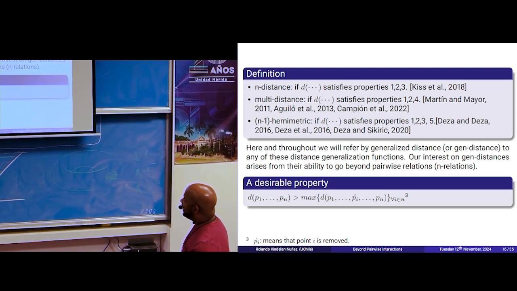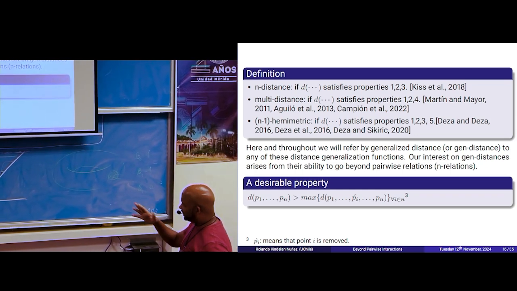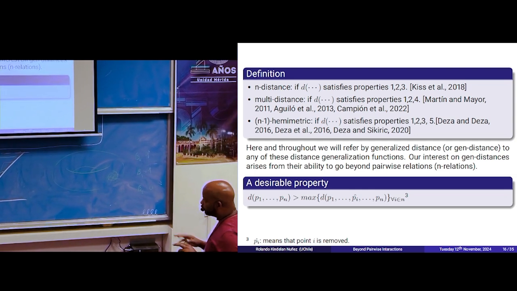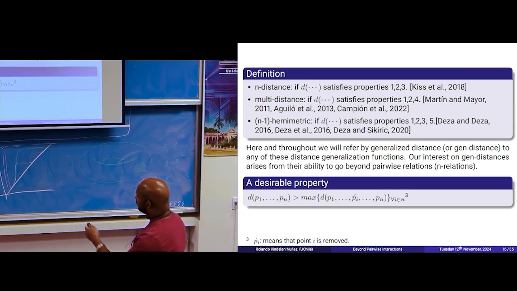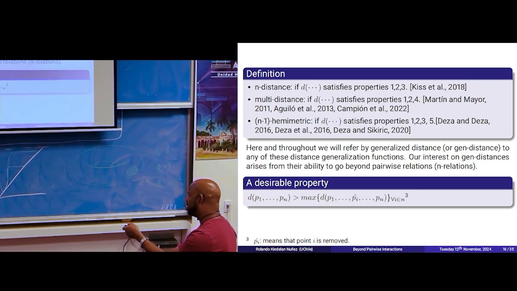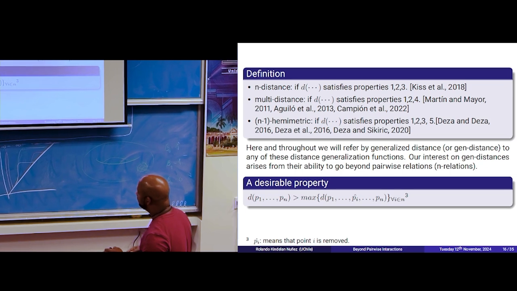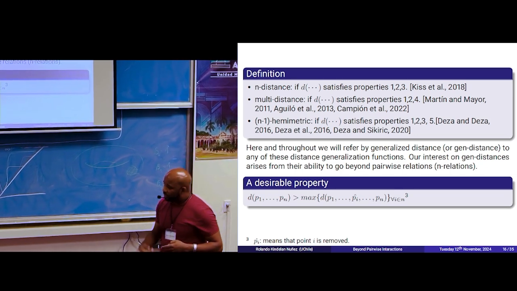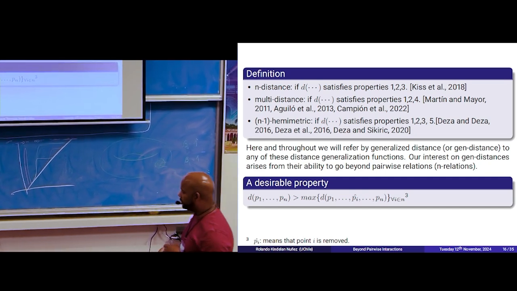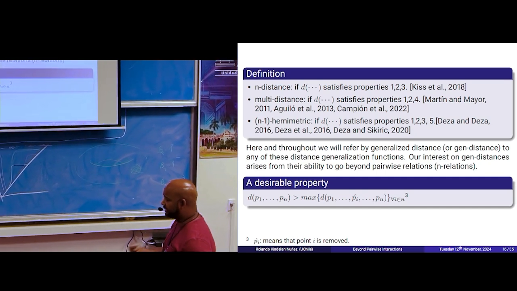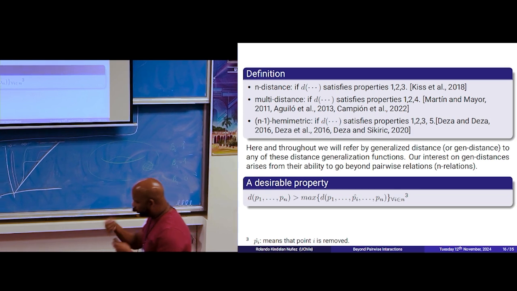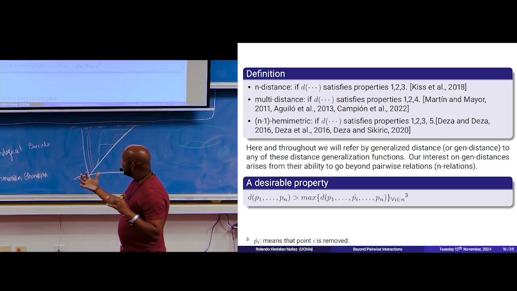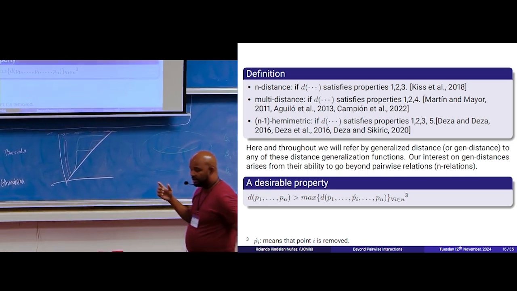spaces. And another desirable property, which is not officially required but is useful, is this one: a generalized distance should be higher than the maximal generalized distance taking one of each point. If you take 1 point and compute the generalized distance, and you do that for every point, you should have your n-distance higher than that one.